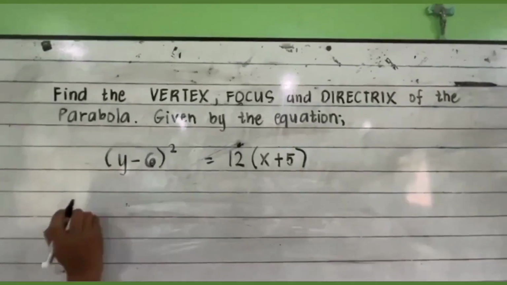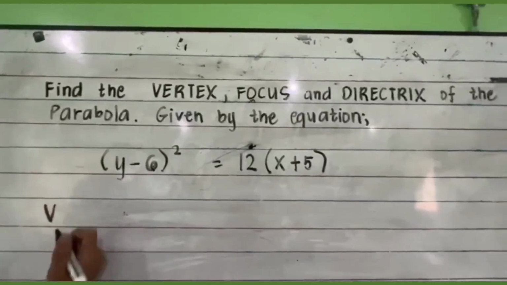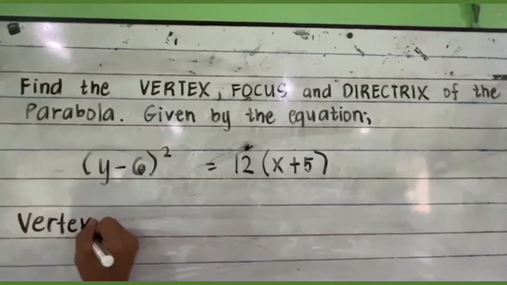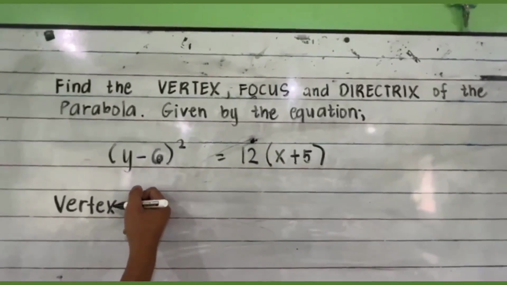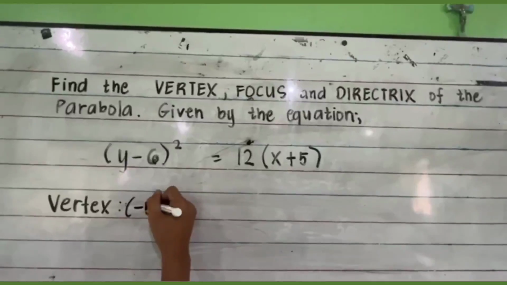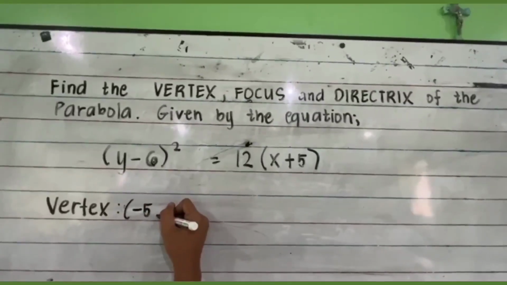When writing the ordered pairs, always write first the h, then k. Our h is 5 and k is negative 6, but you need to change their signs. So the vertex is (negative 5, 6).